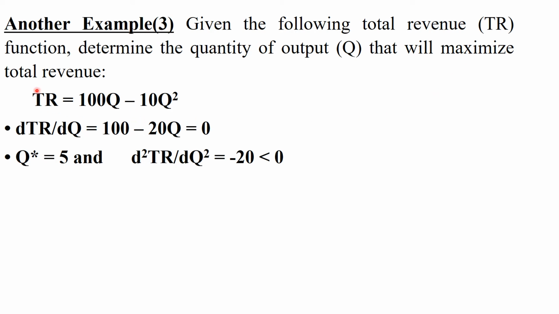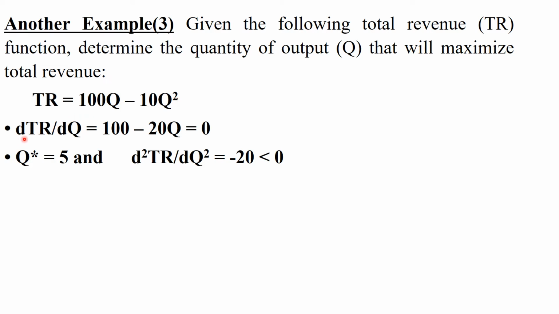The next one here, another example. Given the following total revenue TR function, determine the quantity of output Q that will maximize total revenue. I have the same equation that I did the schedule with. Remember the schedule that we started first? This is the same equation. Total revenue equals 100Q minus 10Q power 2.